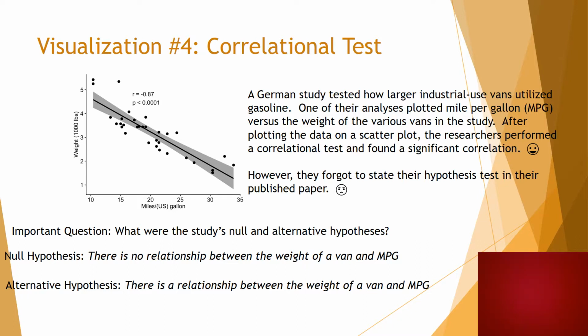Well, the null hypothesis would state that there is no relationship between the weight of a van and miles per gallon. And the alternative hypothesis would state that there is a relationship between the weight of a van and miles per gallon.